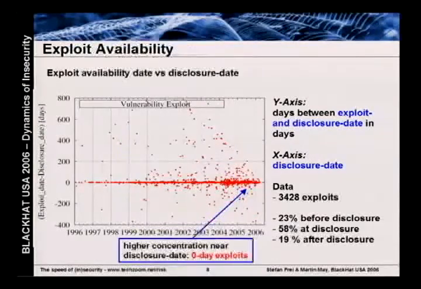Okay, the same plot for the availability of exploits. When we look at this graph, we clearly see that exploits are available well before the disclosure and even well after disclosure of vulnerabilities. And the other thing that we see is increased density over the time from 96 to 2006 around the disclosure date. So the big game is really around the disclosure date.